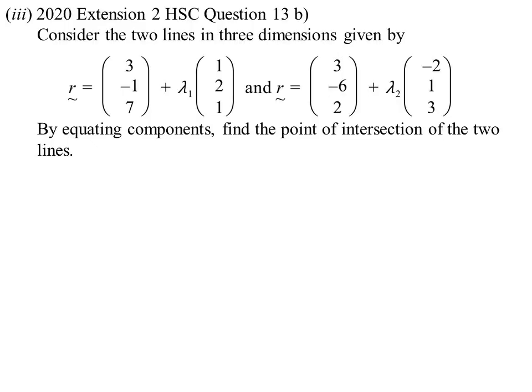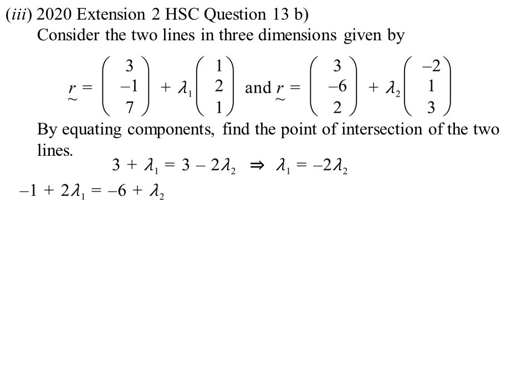HSC question from 2020. They've given us 2 lines. We have to find the point of intersection of the 2 lines. And let's equate. So 3 plus lambda 1 must equal 3 minus 2 lambda 2. Just reading across the x ones. So at the point of intersection, their x values must be the same. Therefore, I now know that lambda 1 must equal minus 2 lambda 2.